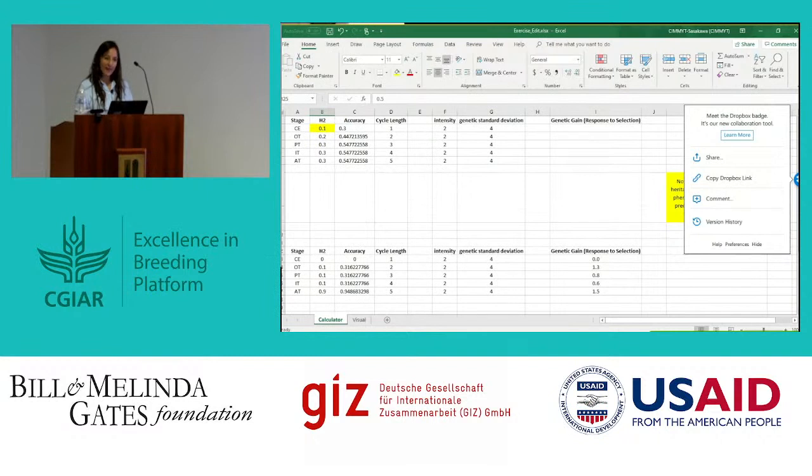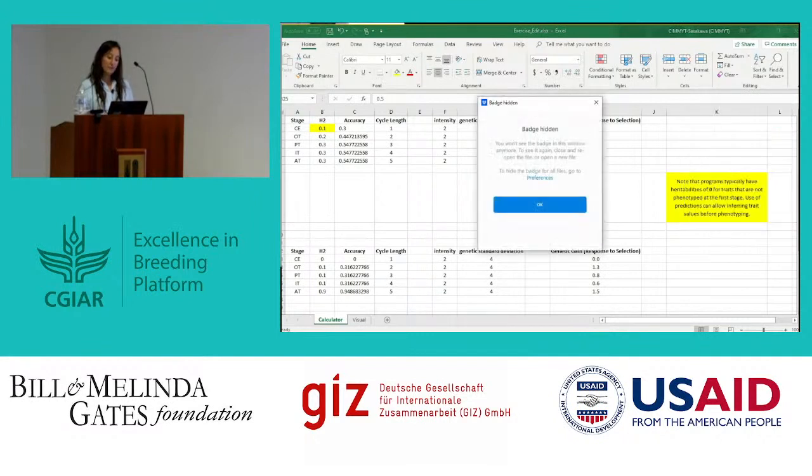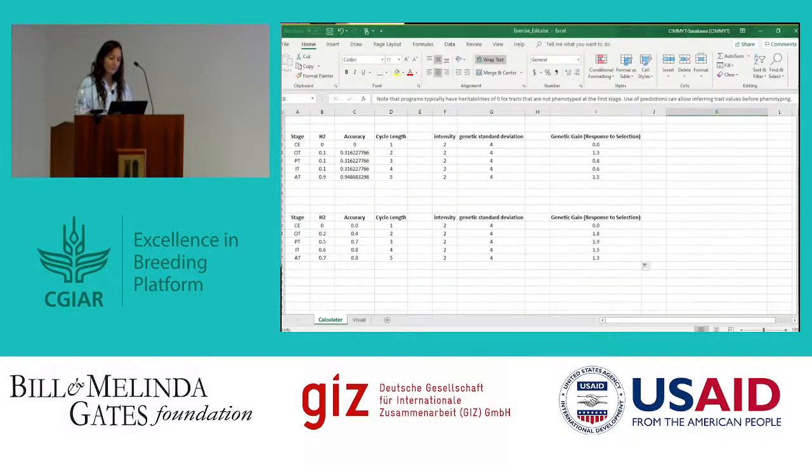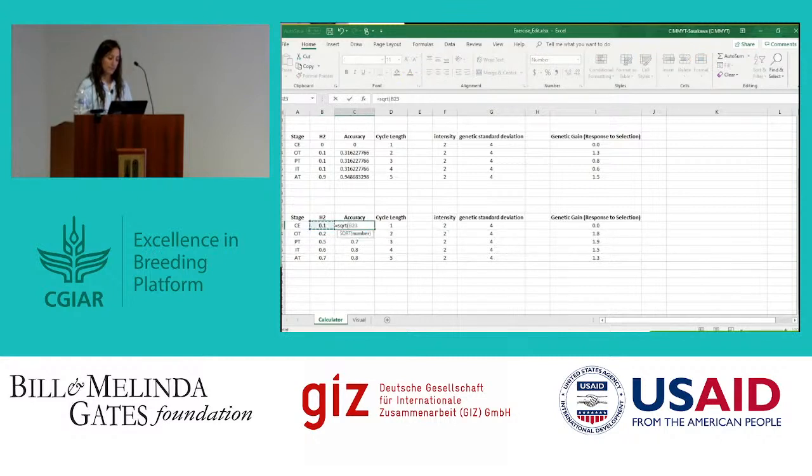So just one more big concept. You may have noticed that I always put the accuracy of the first stage to be zero here. That's because when you first generate your seedlings off of a single cross, most people don't have material to evaluate. And of course, before they're planted in the field, you can't evaluate them. But if you have the capacity to predict, you can infer trait values before phenotyping. So even if those predictions are really low accuracy, let's say right here, 0.1, even a low accuracy prediction quickly can be better than a really good phenotype slowly.